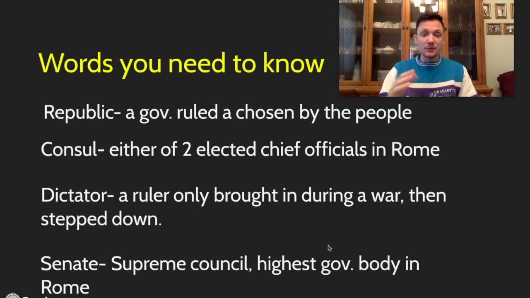So the big words you need to know are republic, which is a government ruled by people chosen by the people. I think it's supposed to say a government ruled by people, chosen by the people, right?